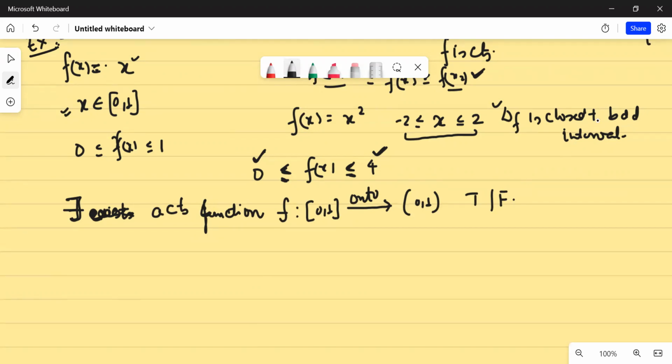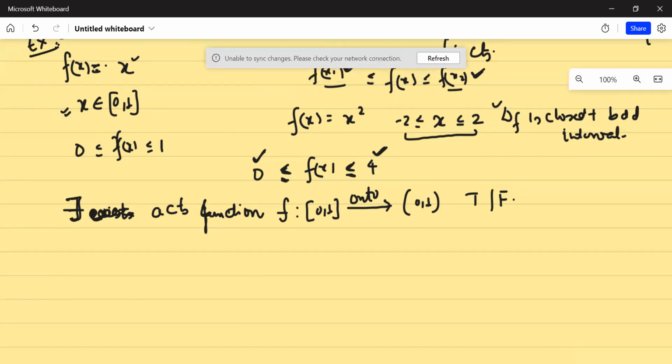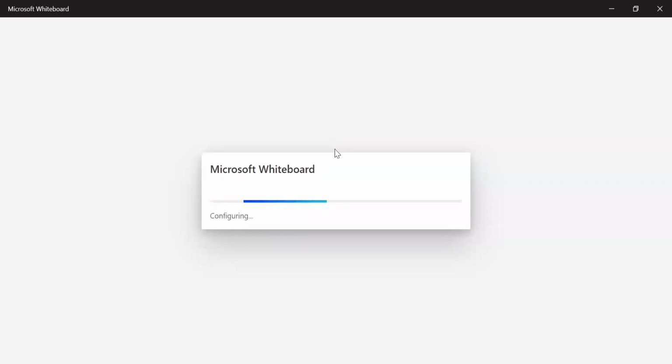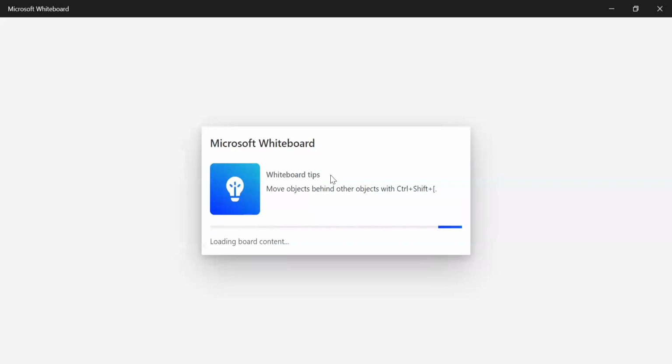You understand what is an onto function? Harshit, do you understand what is an onto function? Then repeat what you're saying. Just give me a minute. I think it has come somewhere. Okay.